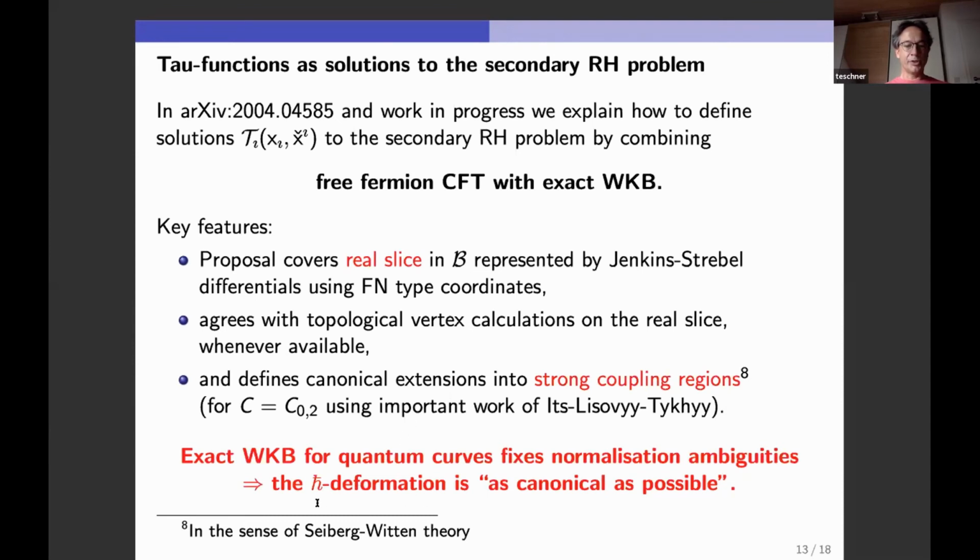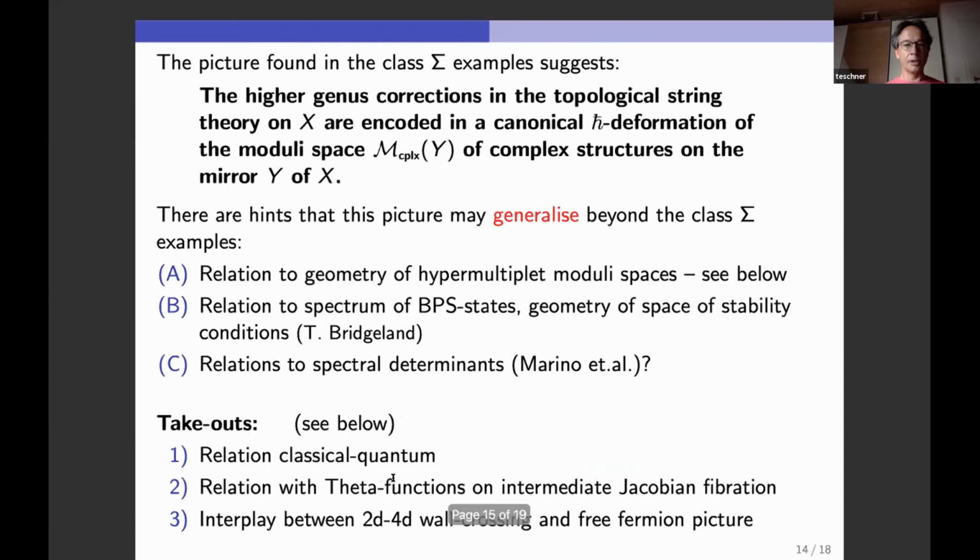So the point is that in our proposal, the exact WKB for quantum curves fixes the normalization ambiguities, and therefore the H-bar deformation in this scheme is as canonical as possible. Good. So here is the concluding slide. There are some more takeout slides that you could ask for if you want. So there's a bit more you could look at in discussion.